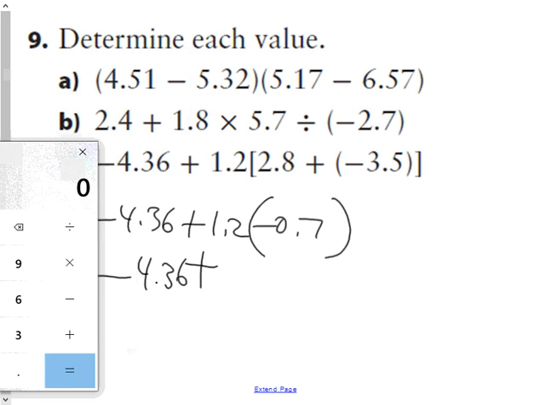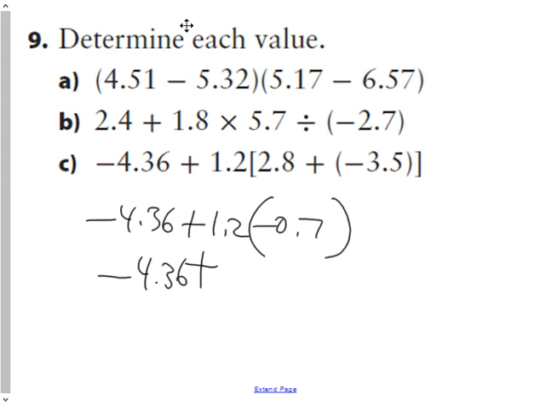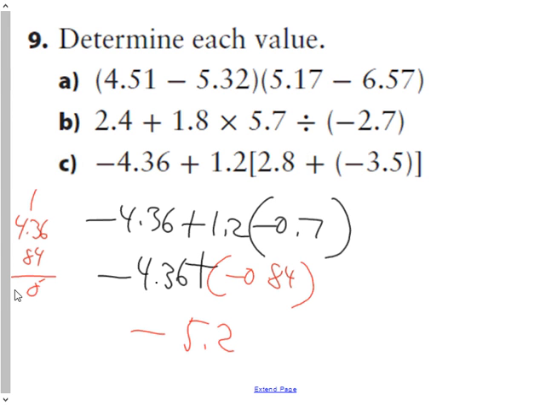Oh, heavens to Betsy. So 1.2 times 0.7 equals negative 0.84. And finally, I'm going to combine those two. And I don't want to use a calculator because I don't want to bring it up again. So it's 5.2, negative 5.2.